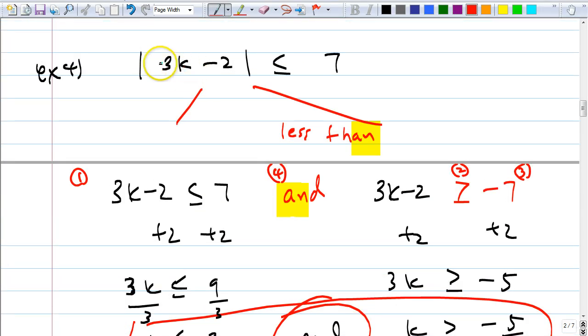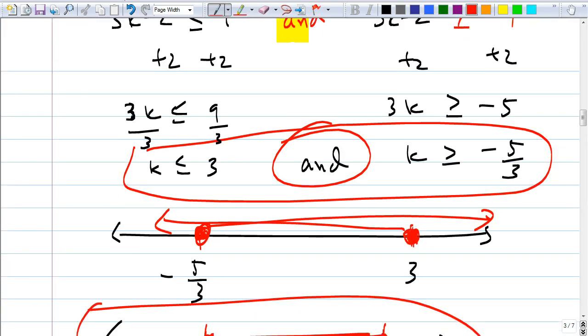You could actually plug in those numbers. Let's plug in 0. What's 3 times 0? 0. And then 0 minus 2 is the absolute value of? 2. What's the absolute value of 2? 2. So is 2 less than or equal to 7? Yeah, see how it works? Do you understand? Okay. All right, good.